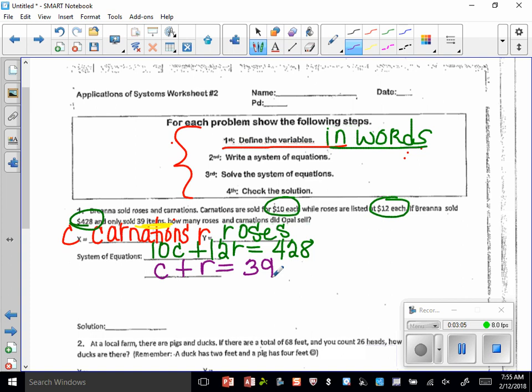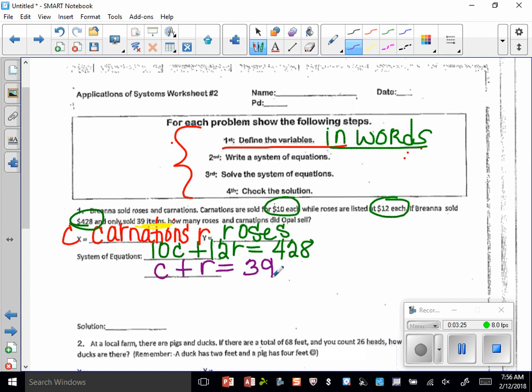Now, from this point, it is totally up to you how to solve it. Obviously I probably wouldn't use the graphing method. You got a big number like 428, but probably the best method would either be substitution or elimination, and that's where you get to make the choice. Okay, I'm going to do substitution.